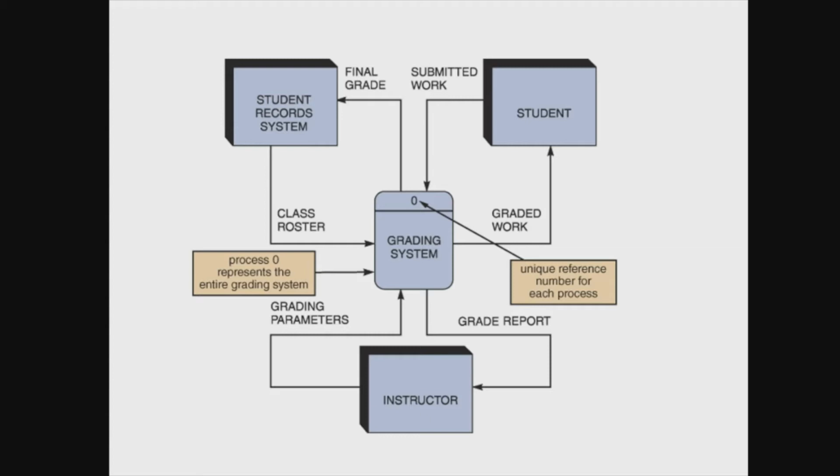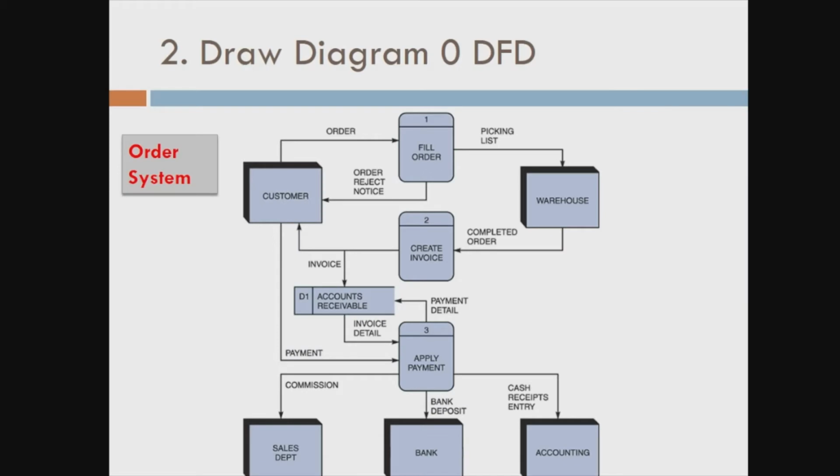So this is another example with the grading system. We have student, we have the student record system, and we have the instructor. So you need to identify what the data flows are between each entity and the process involved. After you are done with the context diagram, you can already imagine the process of your system.